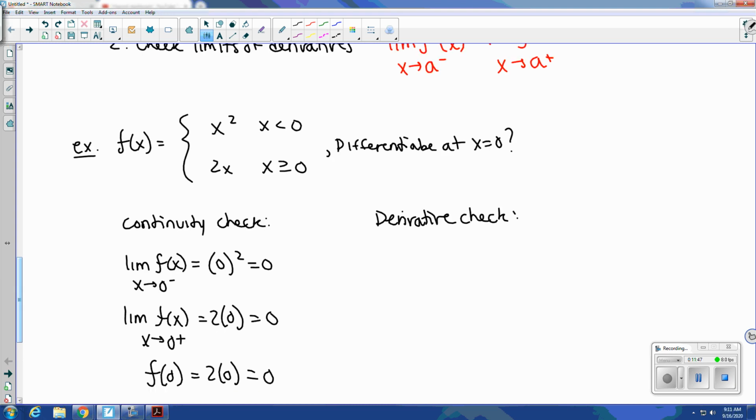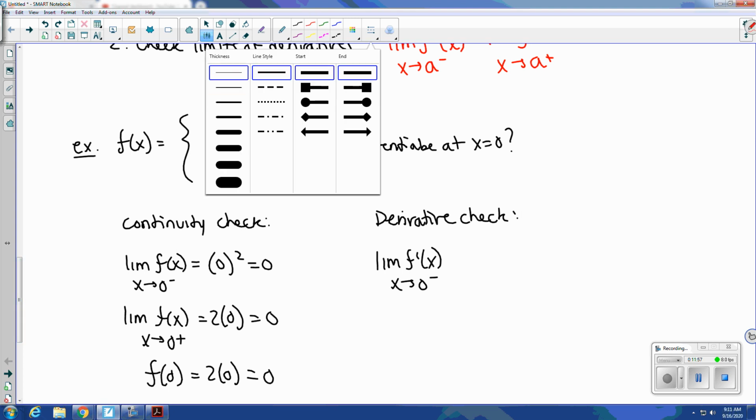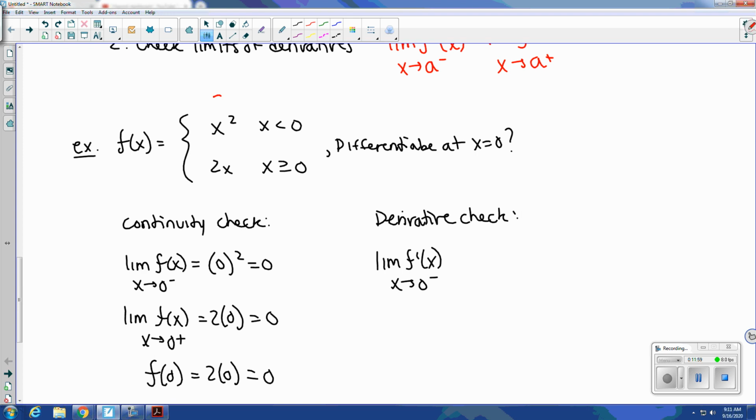We want to see what is the limit of the derivative as we approach 0 from the left. Well, we have to find the derivative of each piece. So the derivative of x squared, if you run through your limit definition of a derivative, is going to be 2x. And for a linear function, we don't even have to run through the limit definition. I can see that the slope of my linear function, which represents the derivative, is going to be 2.